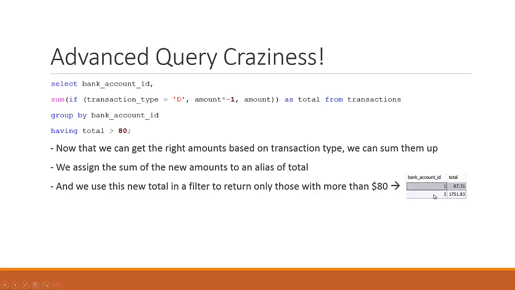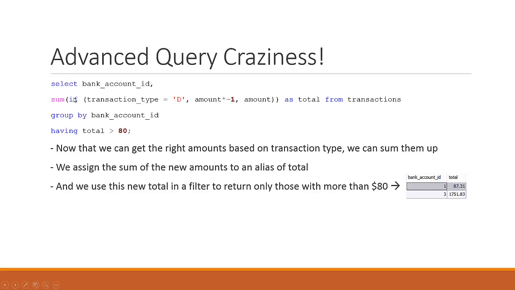Okay, we're missing bank account 2 because I think bank account 2's total was somewhere around $50. So if we had omitted the having total greater than 80, then we would have had 3 results and the totals would have been accurate. But since we included the having total greater than 80, now it filters out that second total, which is $50 or $57 or whatever it was.